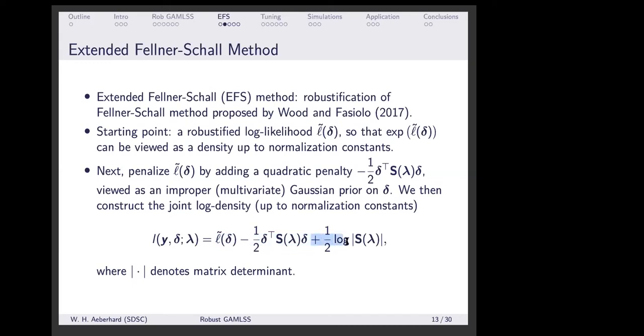But now I add this extra term, which involves only S of lambda. S of lambda in this empirical Bayes setting is really the precision matrix of my delta vector, considering a multivariate Gaussian distribution. Note that because this extra term does not depend on delta at all, I could also define my robust estimator as the maximizer of this joint log density. There is nothing wrong, it's the exact same value.